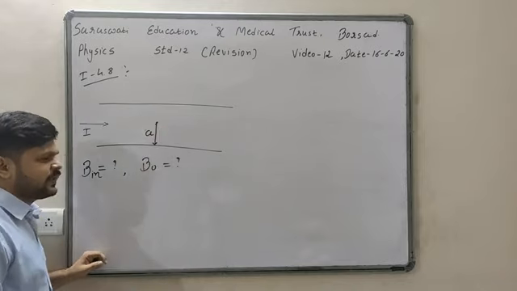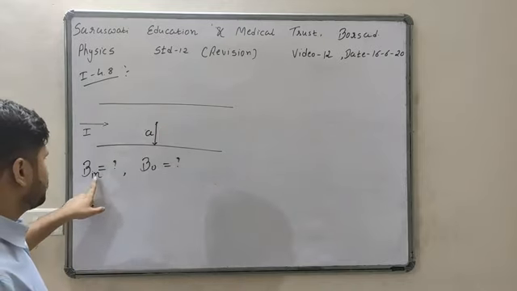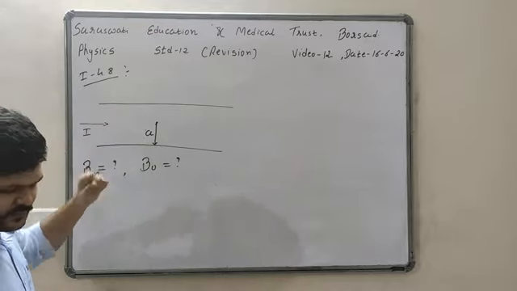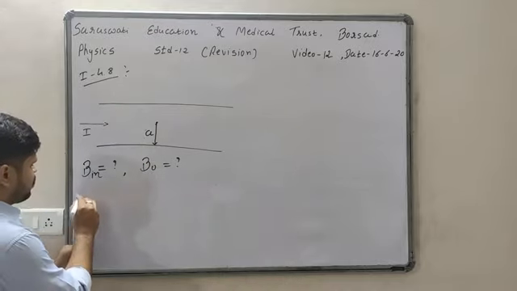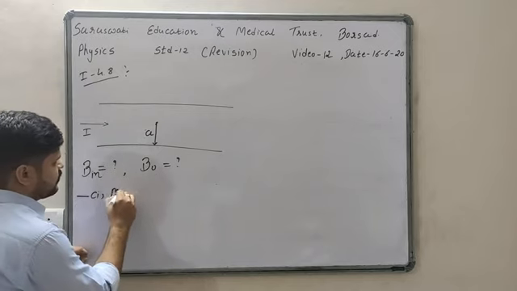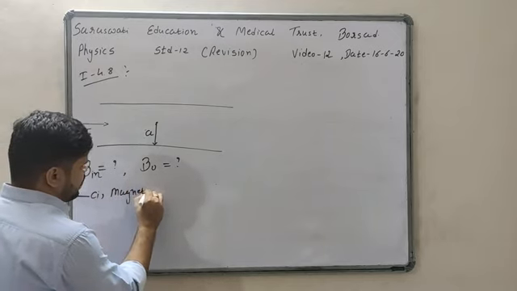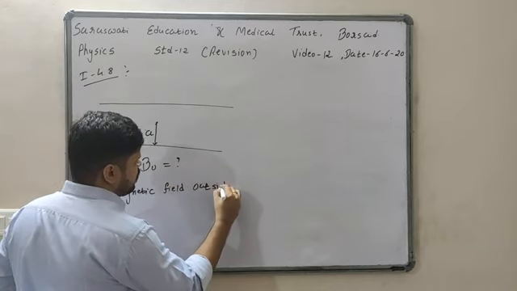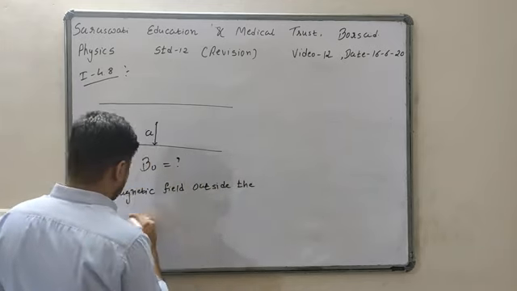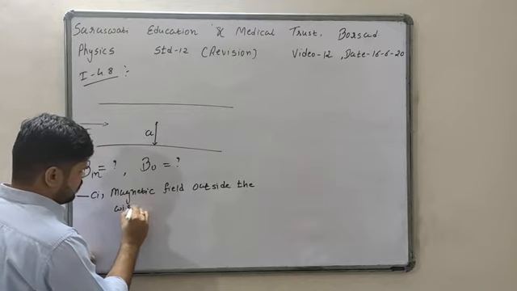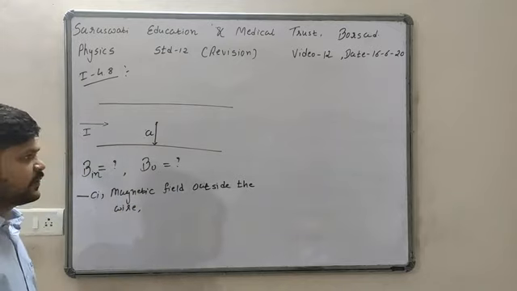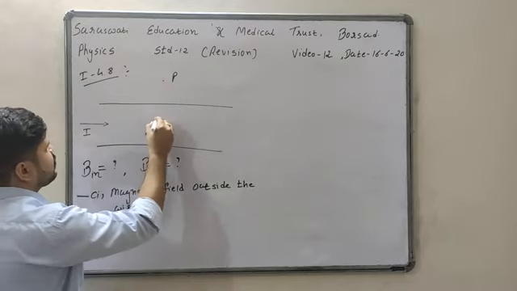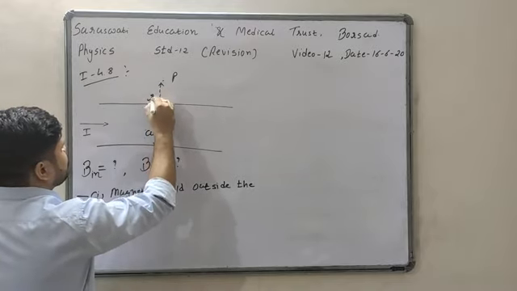And we are asked to find out the magnetic field inside the wire as well as outside the wire. Okay, so now the first case is magnetic field outside the wire. Now see what will be the magnetic field outside the wire. Suppose this is the point P which is outside the wire, at a distance capital R.